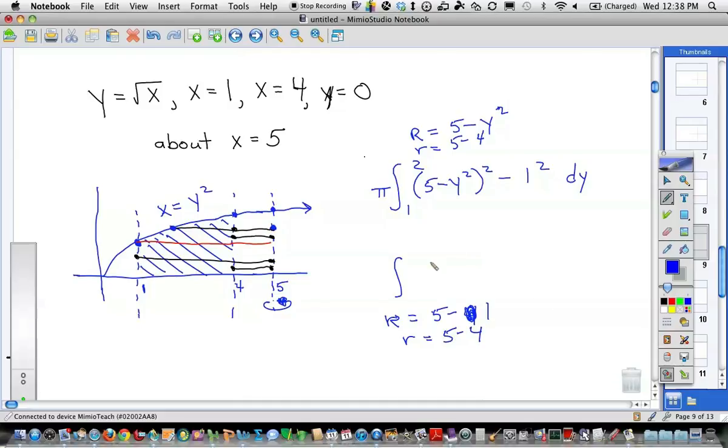5 minus 4. So your integral is with a pi, and then it would be 4 squared, and then minus 1 squared dy. And it goes from 0 to 1. Correct? And we would add those together. Get your calculators out and do that.